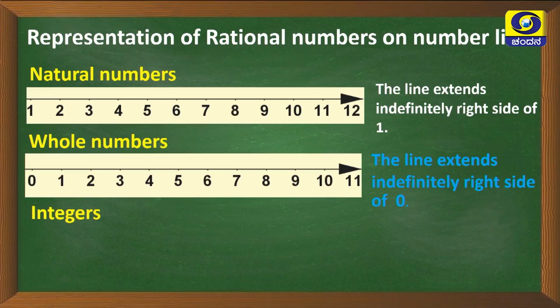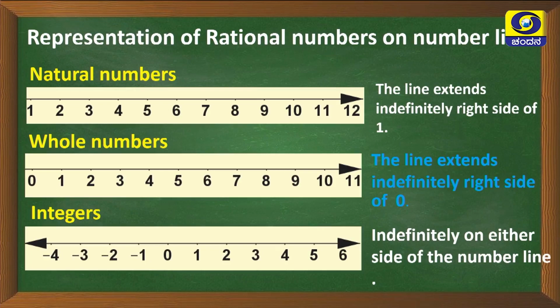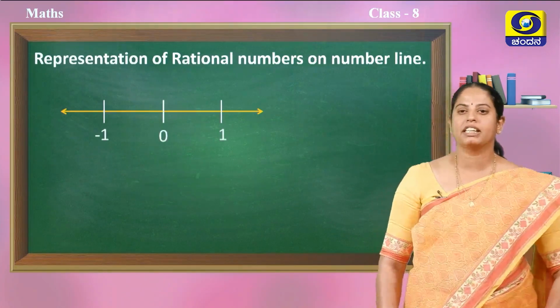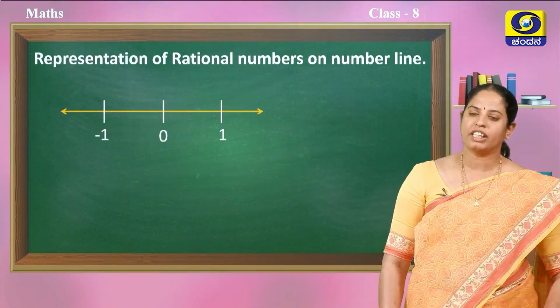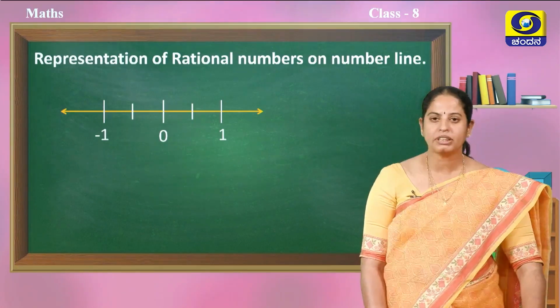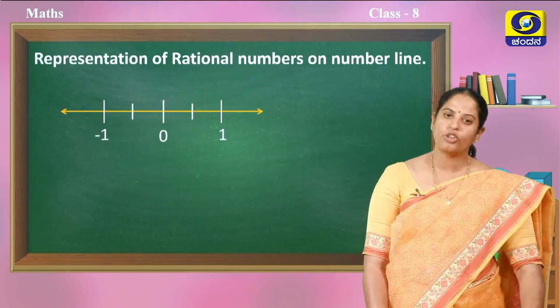Next, if we talk of integers, we know the line extends on either side of the number line. Indefinitely, the line extends on either side. This we know. Now, how to represent the rational numbers on the number line? Let us think. We know the number line extends indefinitely on either side, yes. But we have numbers between 0 and 1 and 0 and minus 1.